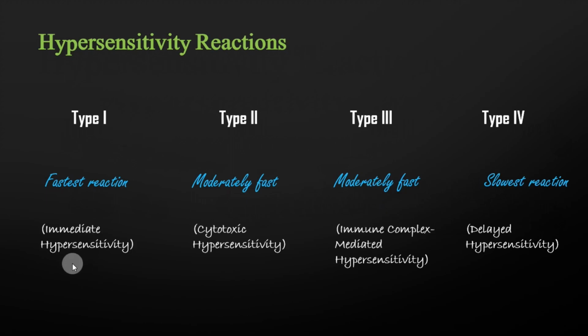Type 1 hypersensitivity reaction is also called immediate hypersensitivity. Type 2 is also called cytotoxic hypersensitivity. Type 3, the immune complex mediated hypersensitivity, and type 4, the delayed form of hypersensitivity reactions. The term immediate highlights the fast onset of symptoms following exposure to the antigen, or allergen in this case. Now, type 1 hypersensitivity reactions occur within minutes of exposure to the allergen.